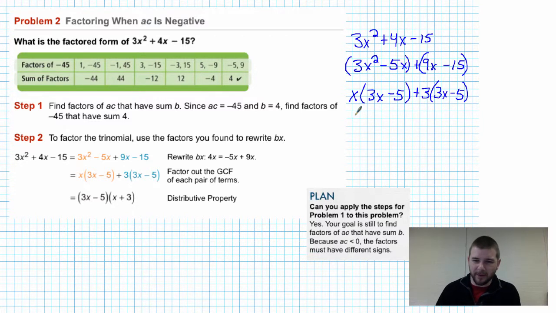Using the distributive property once more, x plus 3 is the number of 3x minus 5's that we have in this expression. So there is our factored form. Of course, we can do a quick check. We've done this hard work. We're pretty efficient at FOILing, so it makes good sense that we should FOIL to check our work.